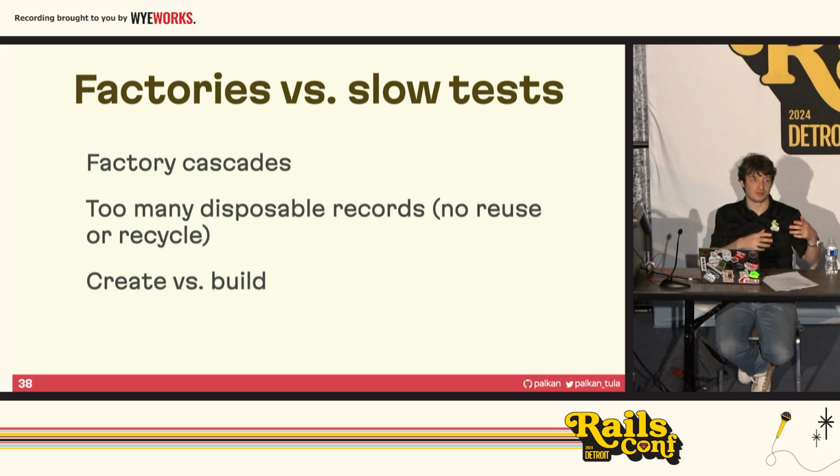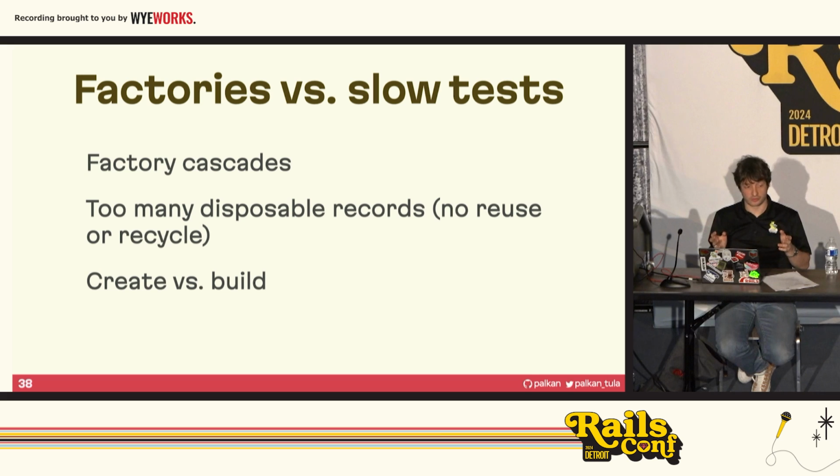But it could not be caught by your test, so it's going to operate on an invalid state of the data in terms of logic. But that happens, and that leads to really slow tests. Another reason is creating too many records just for the sake of a single example and not reusing or recycling them. We're going to see how we can do that.